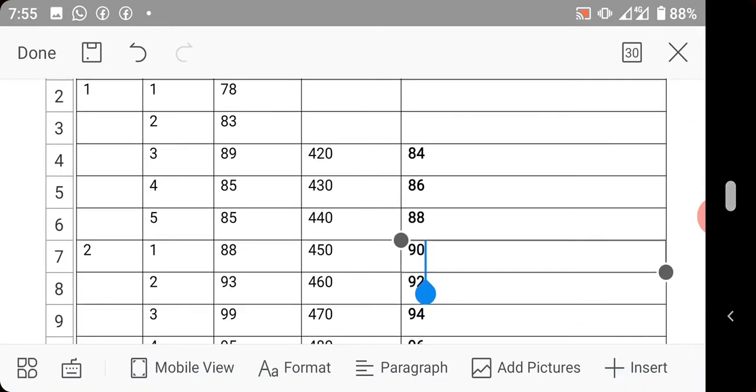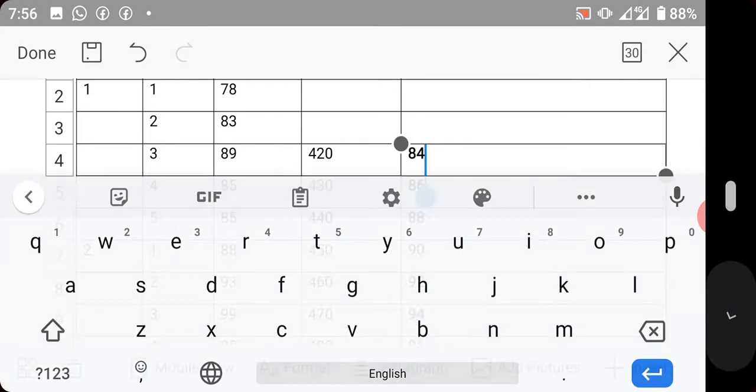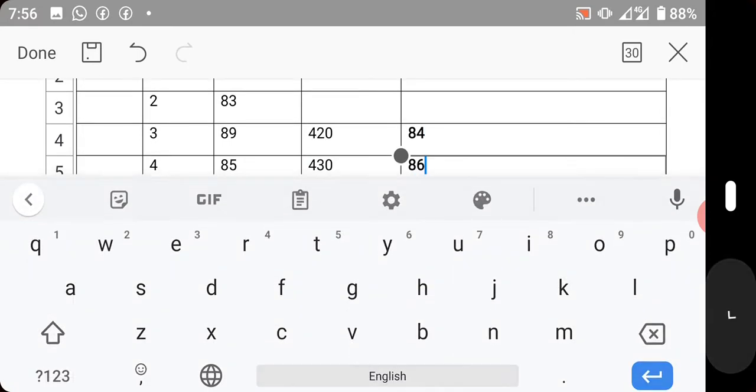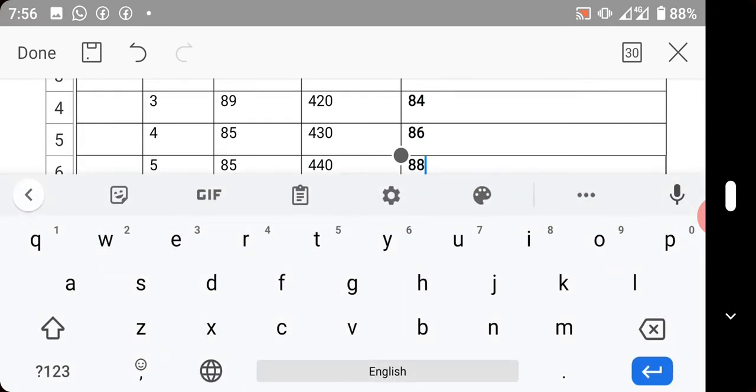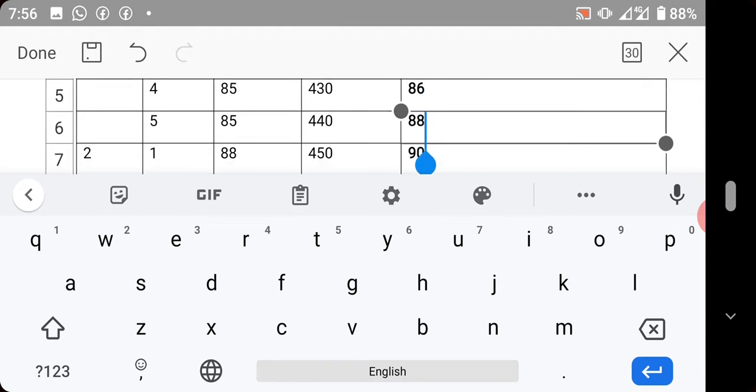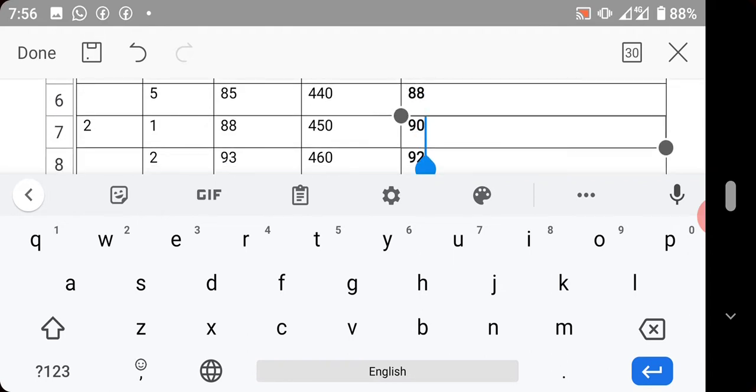Now, what is a trend? You can see that the average is increasing by 2. 84 plus 2 will give you 86. 86 plus 2 will give you 88. 88 plus 2 will give you 90. That is the trend. So that is how trend is established. That's what we call trend analysis.